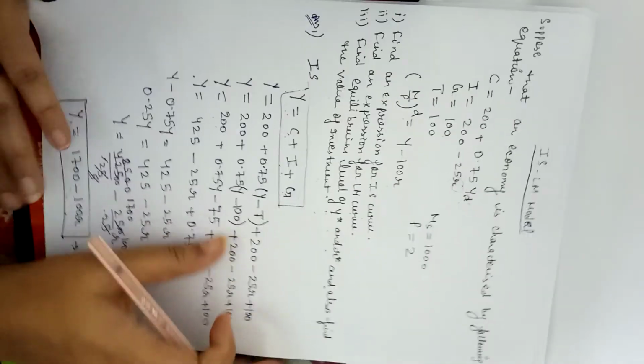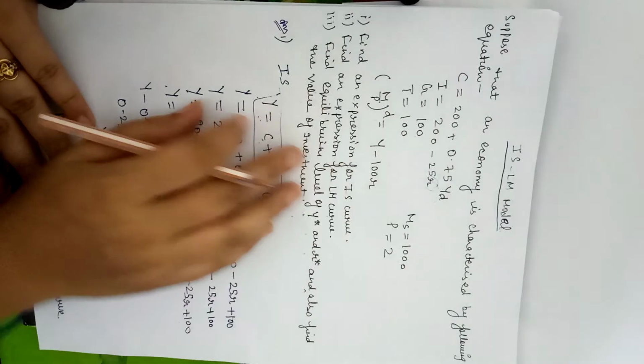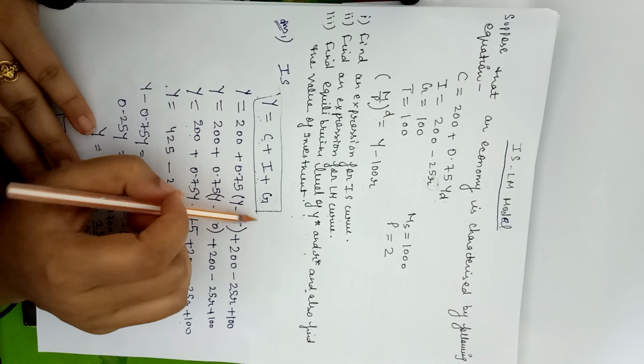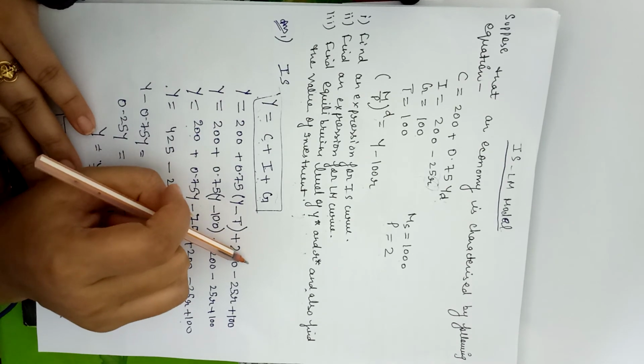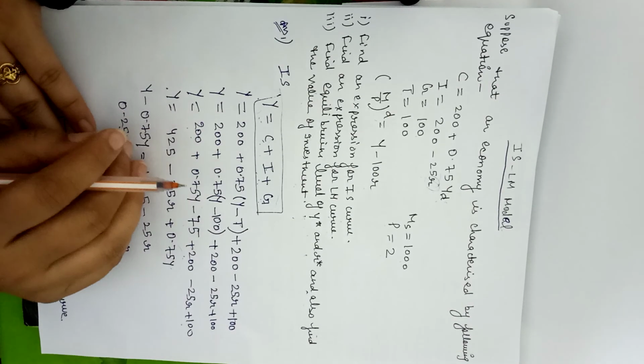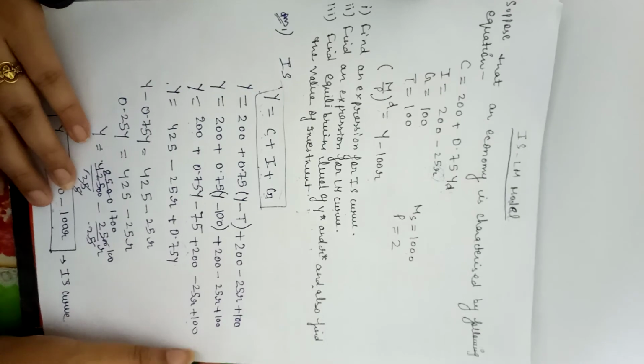So this is all about the IS-LM model and how we calculate the equilibrium level of income and rate of interest. I hope you have understood this.